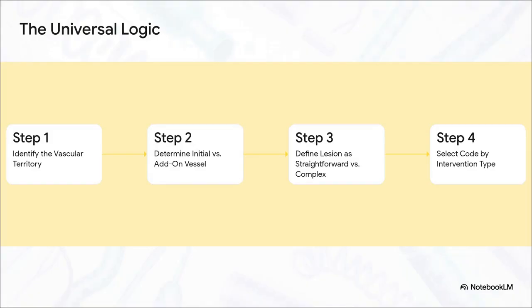So here it is, the key takeaway, the universal blueprint for coding any of these procedures. It's always these 4 steps in this exact order. 1, identify the territory. Is it iliac, femoral, or tibial? 2, is this the initial vessel or an add-on? 3, define the lesion, straightforward stenosis or complex occlusion. And 4, pick your code based on the intervention, angioplasty or stent. The code numbers will change for each territory, but this 4-step logic is exactly the same for all of them.